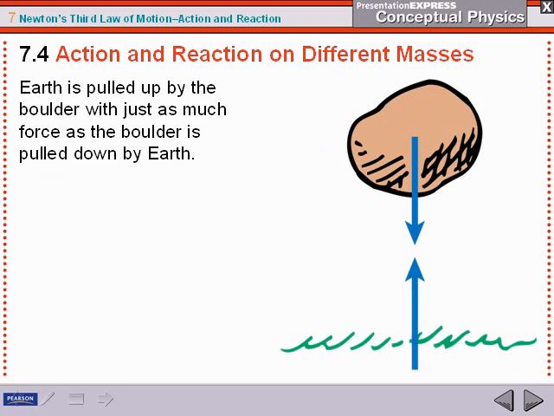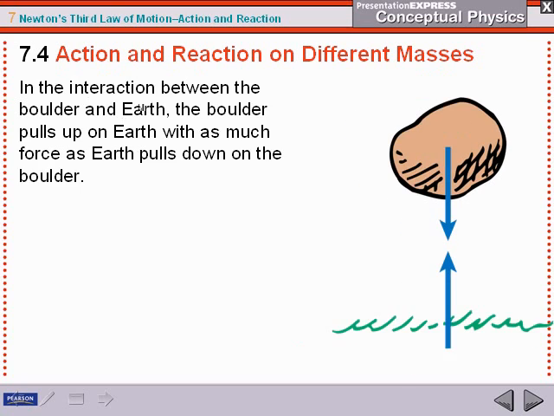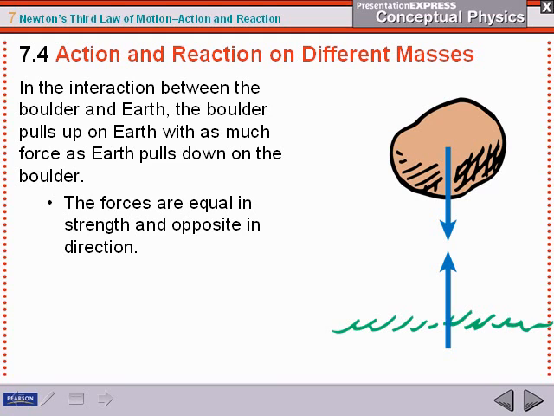force on them. Earth is pulled up by the boulder just as much as the boulder is pulled down by Earth. We've talked about that before. That's what we were just talking about. A acts on B, B acts on A. So the forces are equal in strength, but they're opposite in direction.